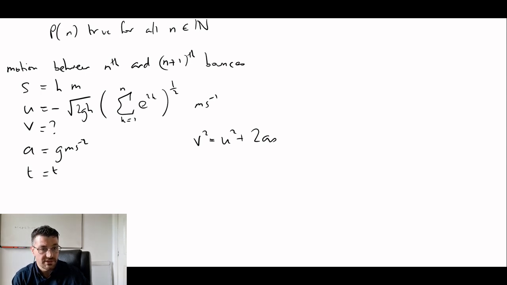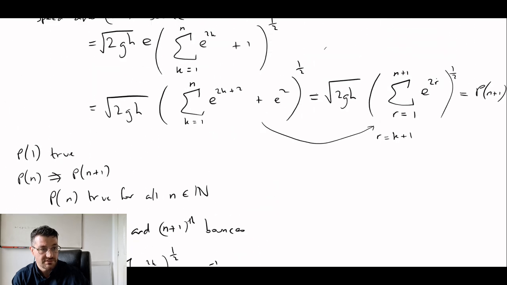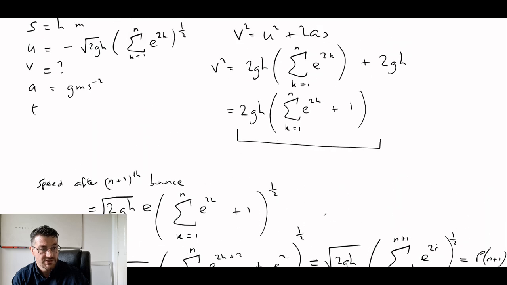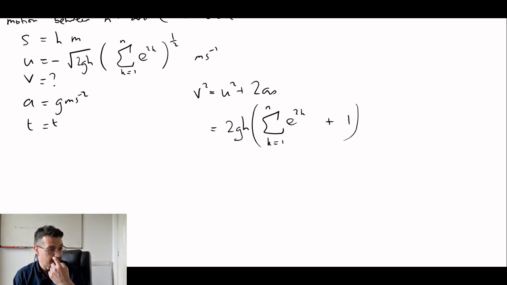We've kind of already done this, haven't we? We found that it's, where is it? Speed out, 2gh, yeah, okay. So v squared is 2gh times the sum from k equals 1 to n of e to the 2k plus 1. Okay, so this is where I started getting a bit ahead of myself. This is where I need to find the value of t. This is what I started doing before that.